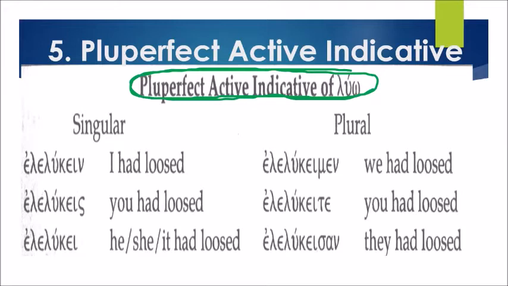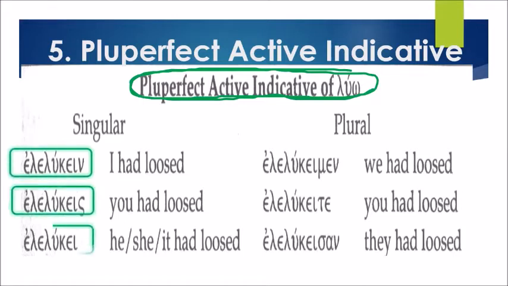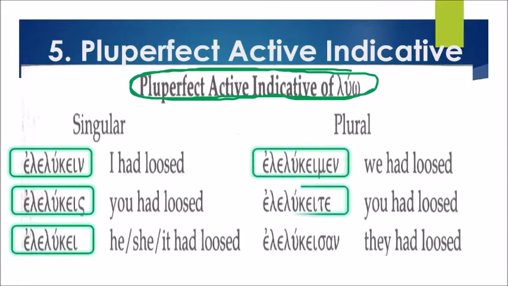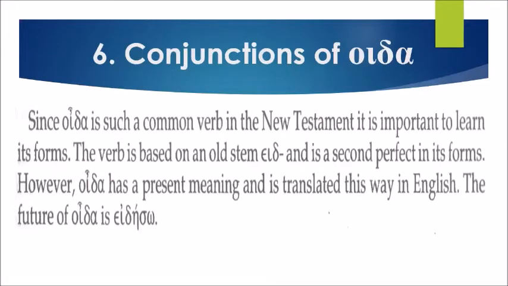Let's read from the top all together. Begin. Elelukein, elelukeis, elelukei, elelukeimen, elelukeite, elelukeisan. Very good. So that is the pluperfect active indicative of luo.